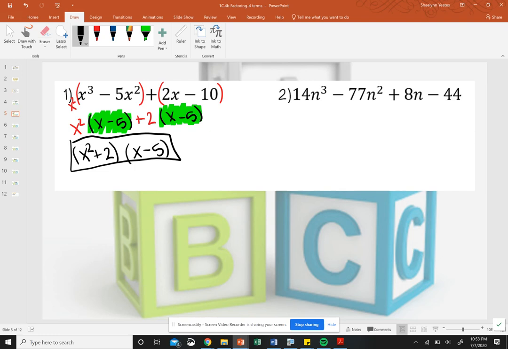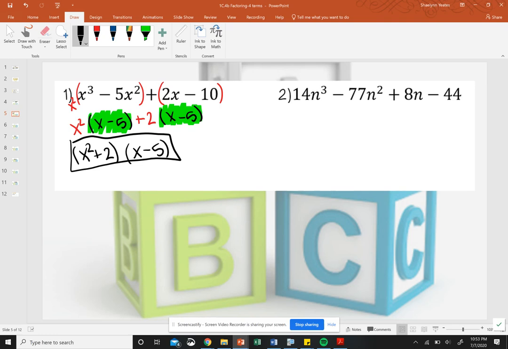All right, let's go ahead and do that again, but this time I'm going to be using the box method. But the first thing we always need to do is look for that greatest common factor. Is there a greatest common factor? So we've got a 14, a 77, an 8, and a 44. I don't see a greatest common factor between all of them because 77's only factors are 7 and 11, and 11 doesn't go into 14, and 7 doesn't go into 44. So there's no greatest common factor.